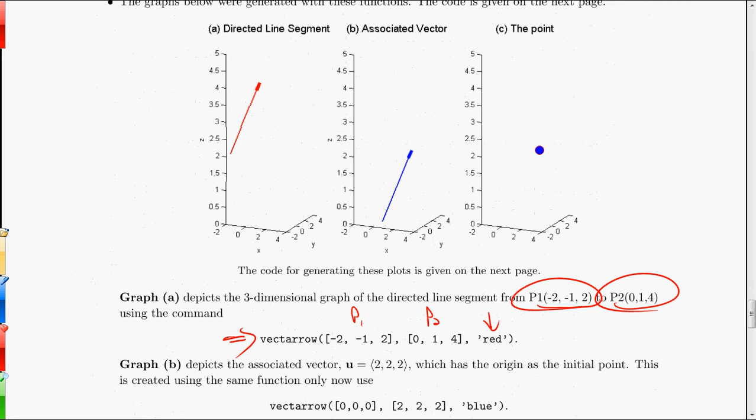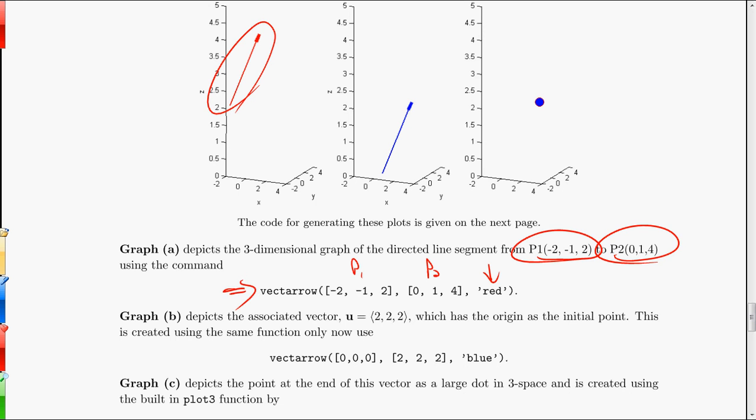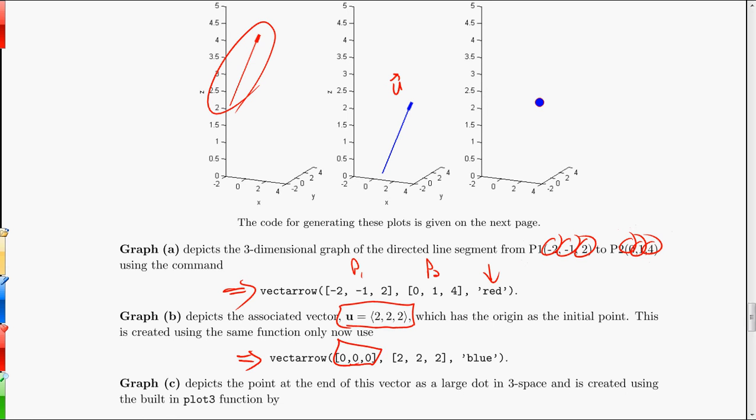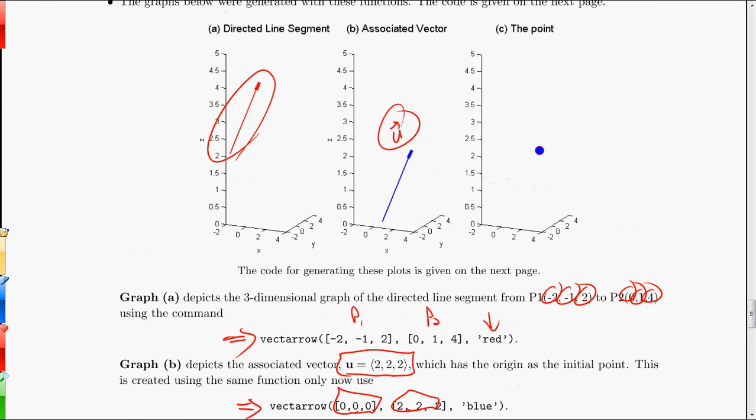Once you convert this to a vector in standard component form, you're subtracting P1 from P2, so that's 0 minus negative 2, 1 minus negative 1, 4 minus 2. That's the vector u. Then to plot that vector, again, I like it to have an arrow, so I'm going to use vectaro. It starts at 0, 0, 0 and ends at 2, 2, 2. So this u vector is also representative of that same directed line segment up there.